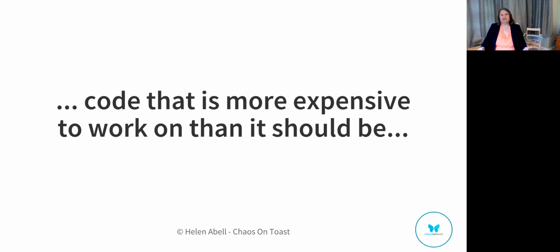This is the definition that we'll keep coming back to throughout this course, as basically anything that's costing you money, more money than it should do, needs to be looked at.